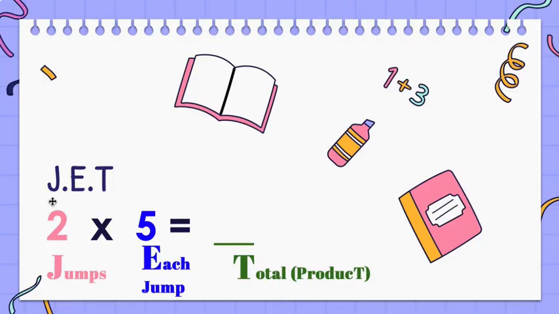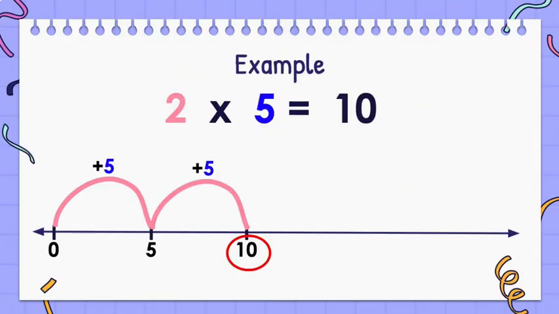On the number line, we'll be making 2 jumps, and each jump will be worth 5. On the number line, here is what an example would look like. We have our 2 jumps, and each jump is worth 5 with its label on top. So like using the skip counting, we would land at 5, and then add 5 more and we get 10. So our answer is 10, or the product.